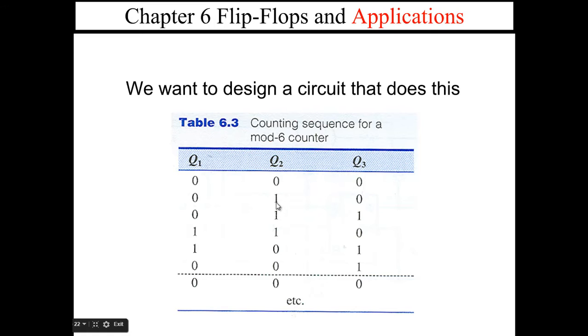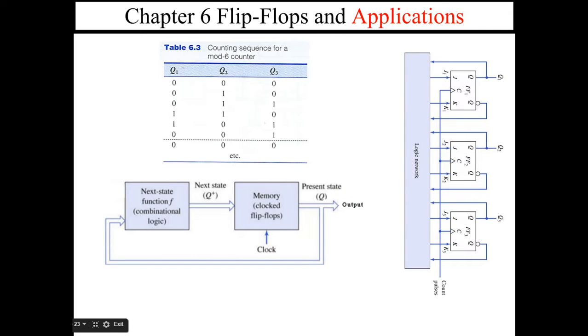Multiple bits are changing. From here to here, 2 bits are changing. From here to here, 2 bits are changing. 1 bit is changing, and then it starts over again. So this is our desired output of this circuit. We just want to turn it on, and it happens. Okay, so here's our desired output right here.